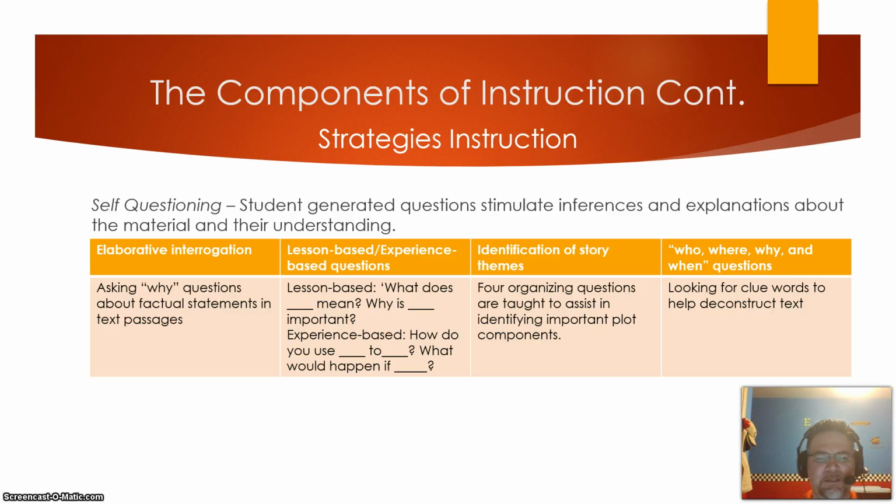Lesson-based: what does blank mean? Why is blank important? Experience-based questions: how do you use blank to blank? And what would happen if blank? Identification of story themes. 4 organizing questions are taught to assist students in identifying important plot components: who, where, why, and when questions. These are questions used to look for clue words to help deconstruct text.